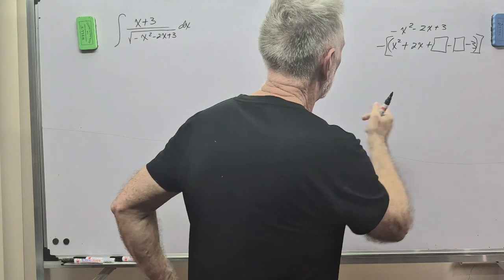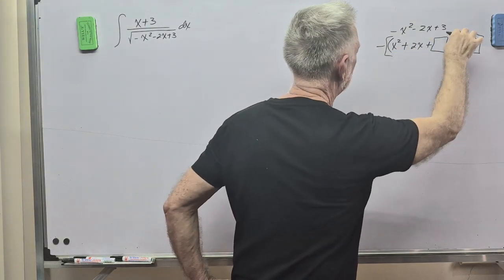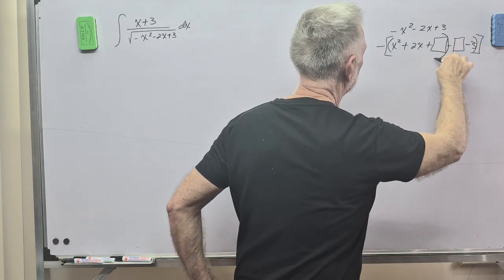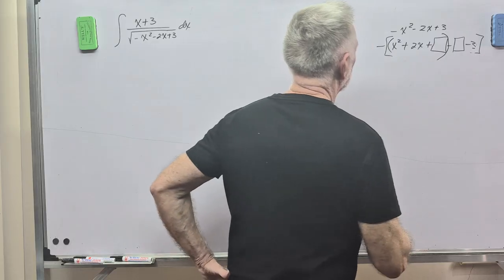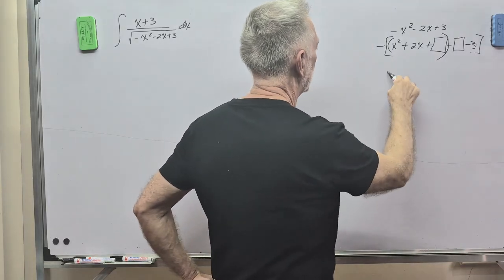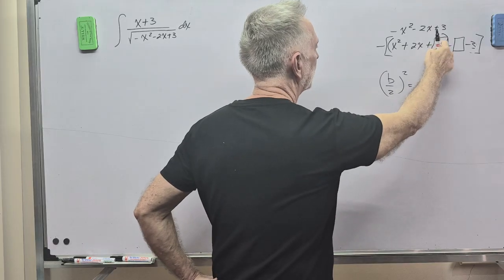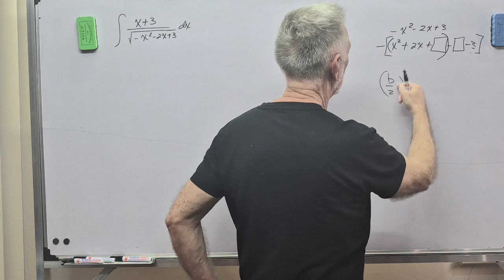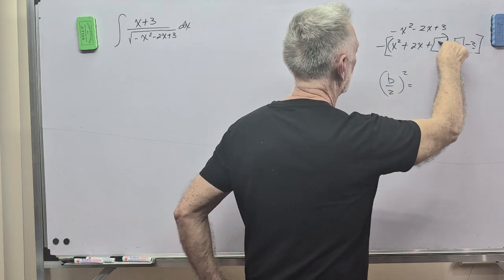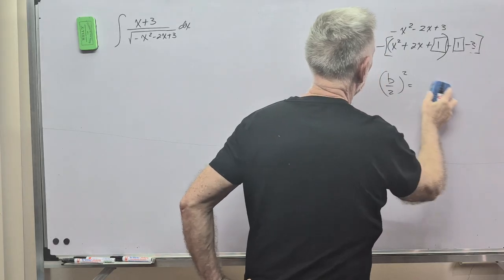All right, so you know we have the A term, B term, and C term. I'm going to put a parentheses about that. Okay. So we have b over 2 squared, right? That's how we figure out what goes in the box. So I have 2 over 2, which is 1. 1 squared is 1. So I added 1. I'm going to subtract 1.